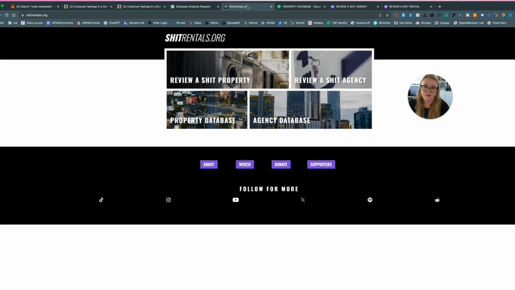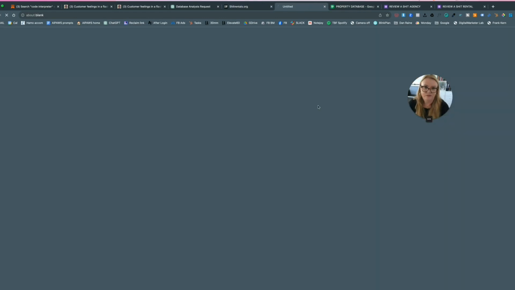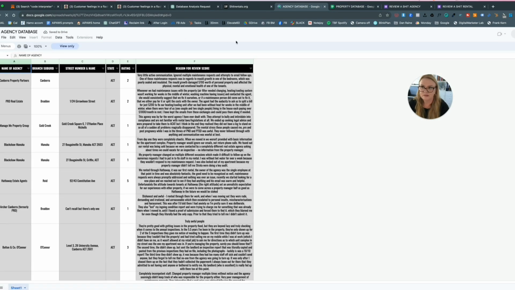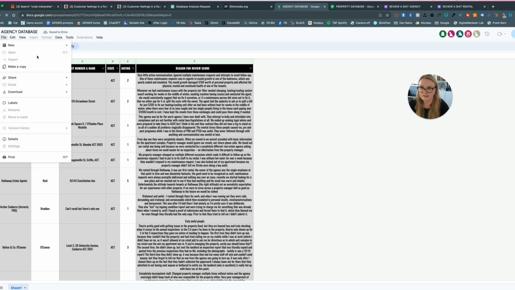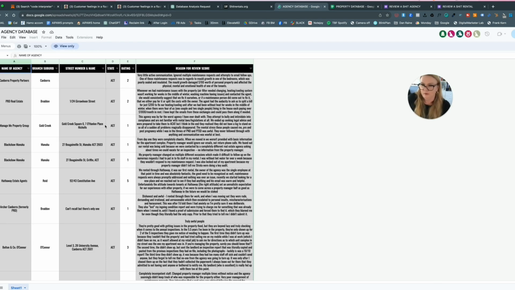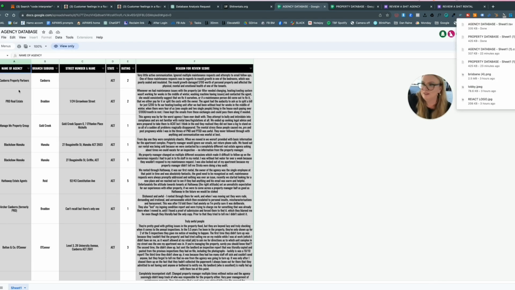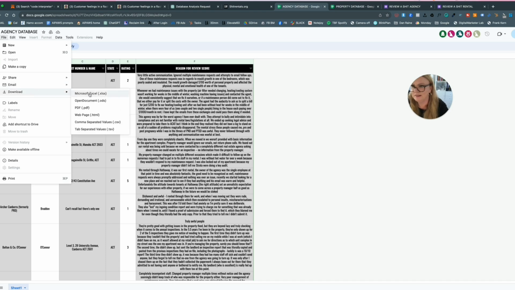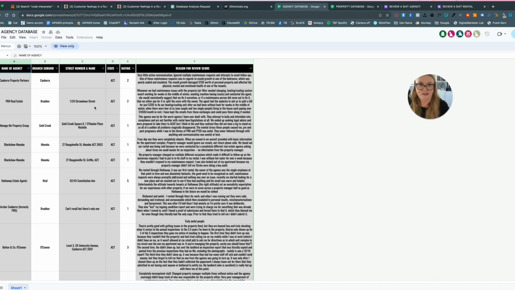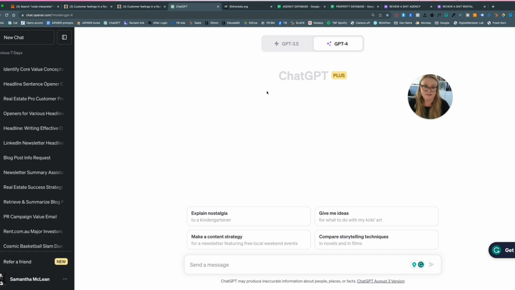And then on the other hand, I am going to do the same thing for the agency database. I've got view-only access, but I can download the data. Oops, I don't want tab separated, I want comma separated. So let's download that. And now let's head over to ChatGPT, to a new ChatGPT window.